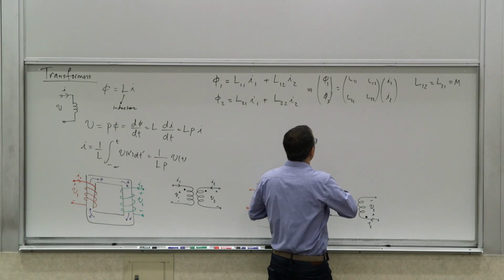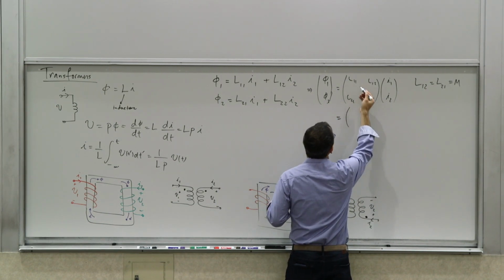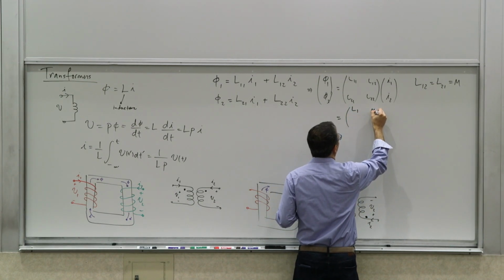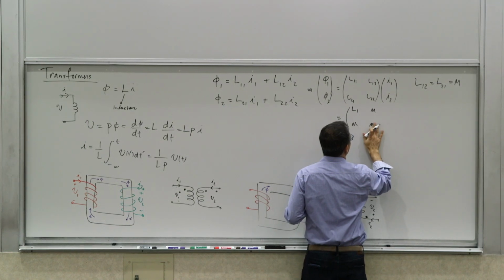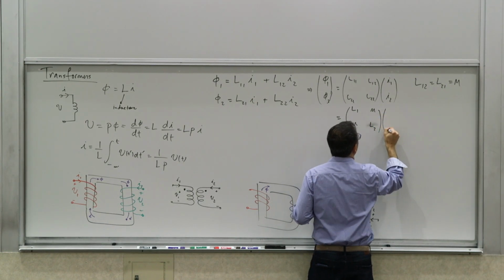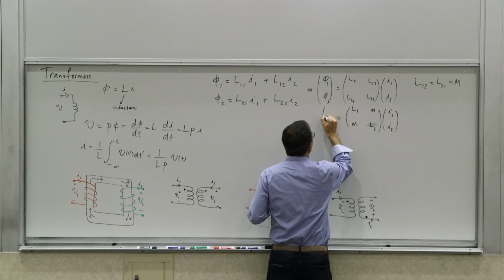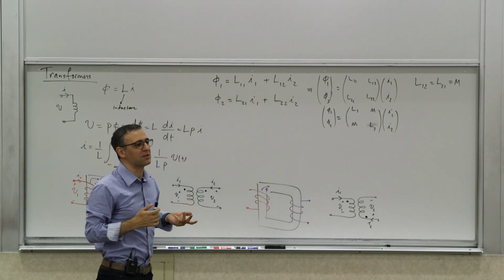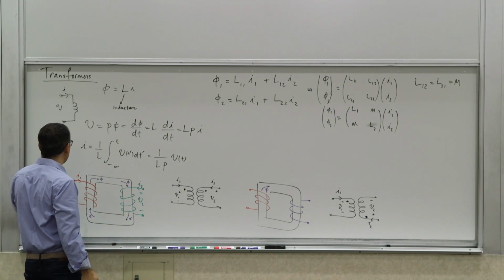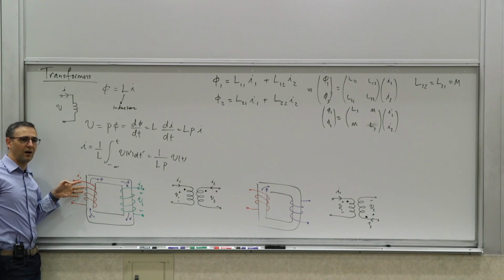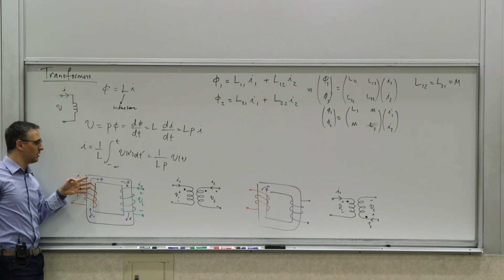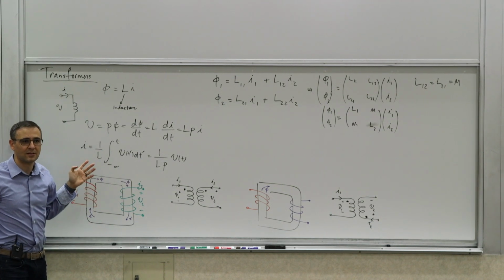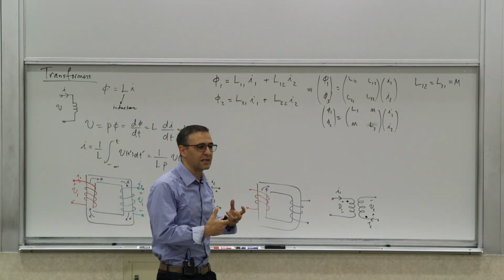But let's start with that. If you write it this way, it becomes a little bit simpler, and we don't need L11 and L12. We write a simpler notation: L1, M, M, L2 times I1 and I2 gives you phi1 and phi2, the flux linkages. So there are really three parameters. L1 is the self-inductance of the primary, or the first terminal. L2 is the self-inductance of the second terminal. And M is the mutual inductance. It's a measure of how strongly they're coupled to each other.